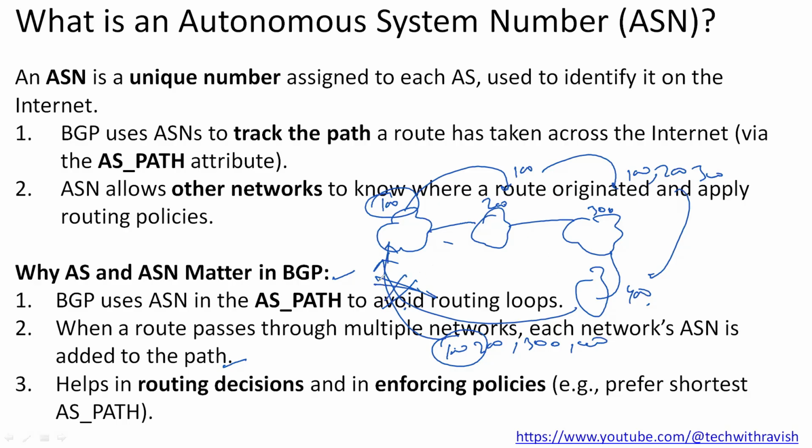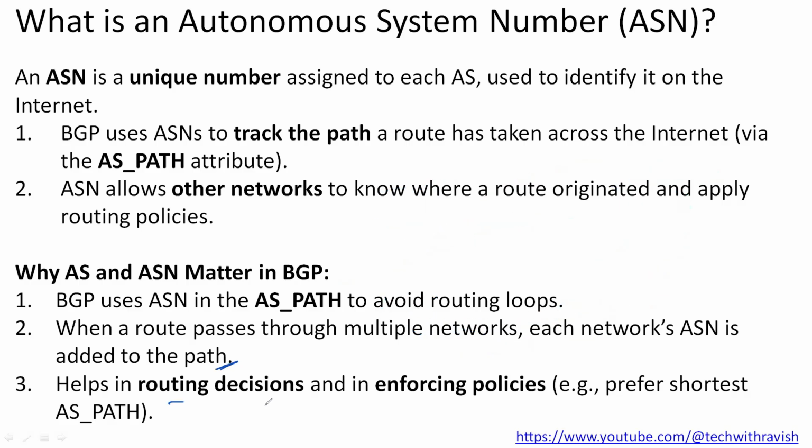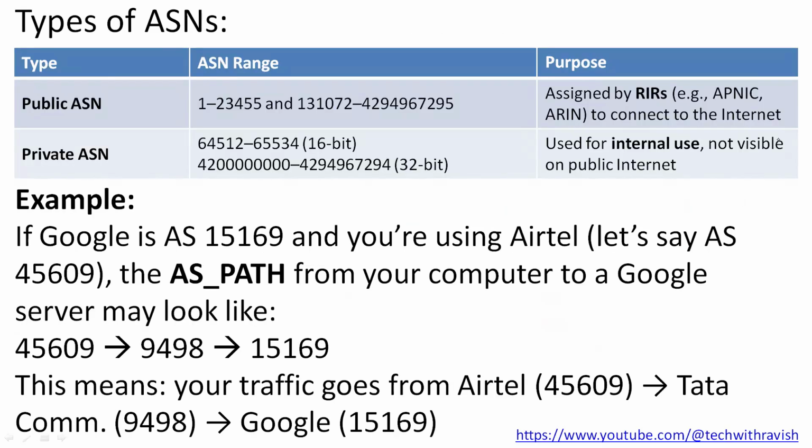So this path will be rejected by AS100, because if this path were selected, there would be a loop formation. It helps in routing decisions by enforcing policies. Basically, the BGP protocol is used to enforce policy-based routing.